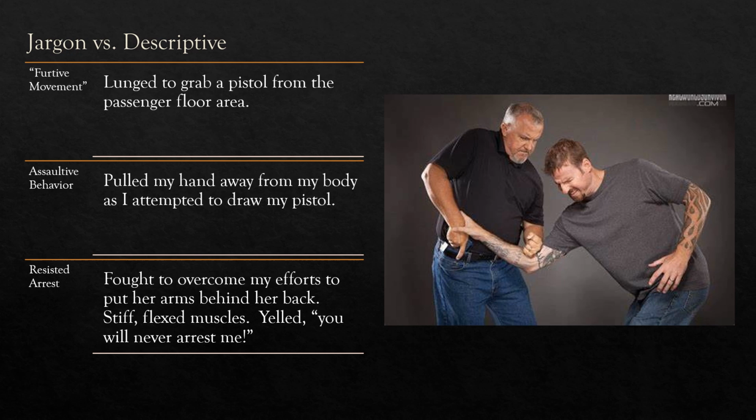Commonly seen in police reports is the phrase "resisted arrest," but the more important thing that needs to be in there is the description of how the suspect resisted arrest. So another example: "Fought to overcome my efforts to put her arms behind her back. She had stiff flexed muscles, yelled, 'You will never arrest me.'" Being descriptive in defining what is meant by those slogans or jargon is really what's critical.